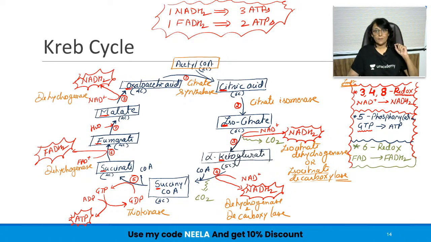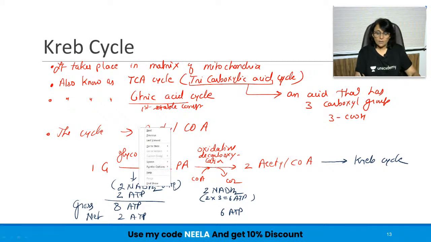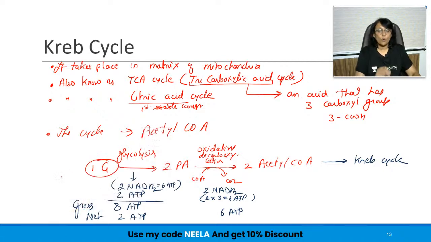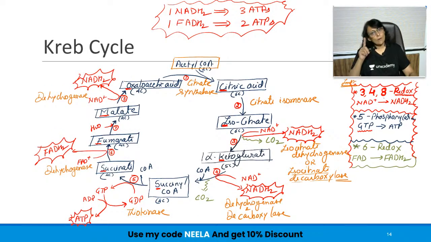If we go back to this point, we said we are starting with 1 glucose, we are getting 2 pyruvic acids, and we are getting 2 acetyl coenzyme A. That means there will be 2 Krebs cycles if you are starting with one glucose molecule. But if you have to just calculate the ATP gain in one Krebs cycle, what can we do?